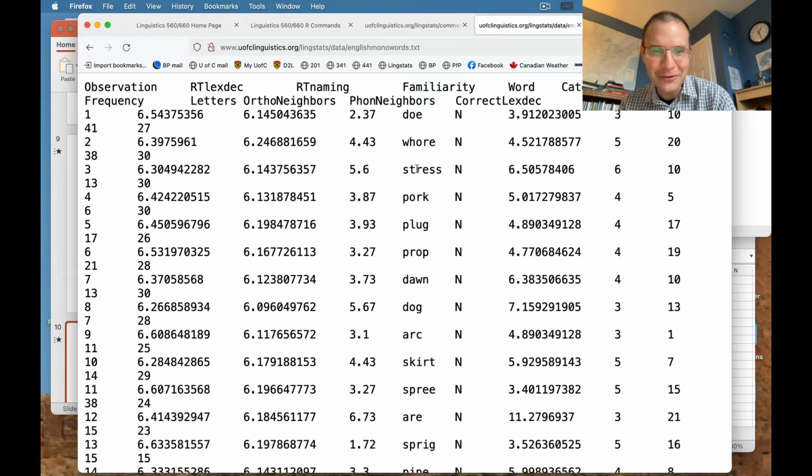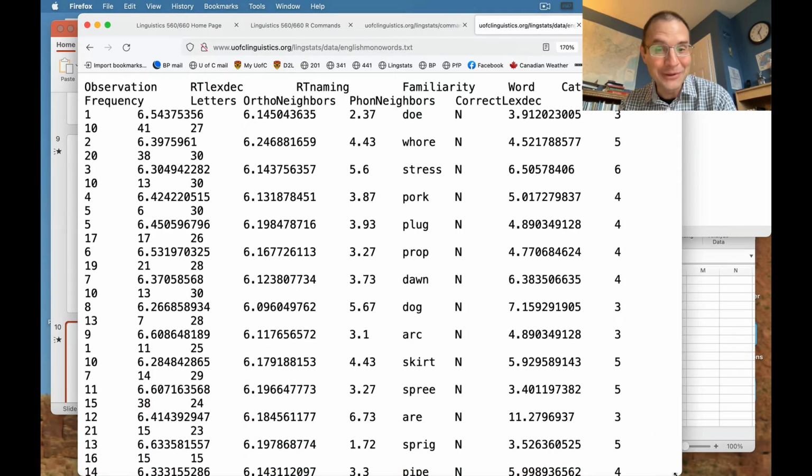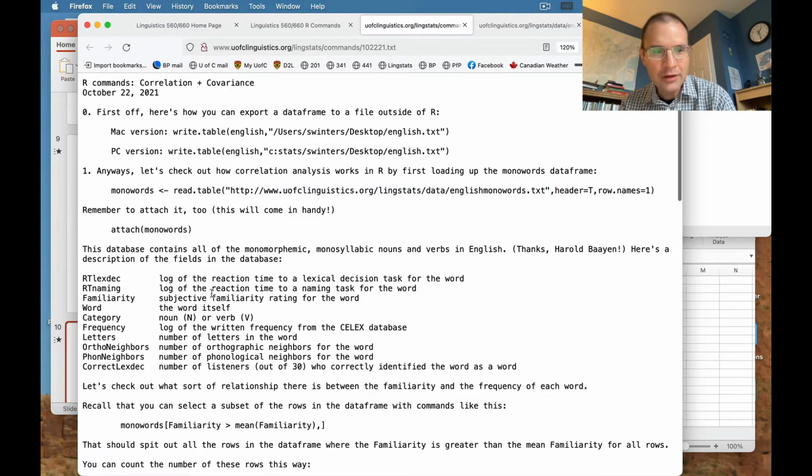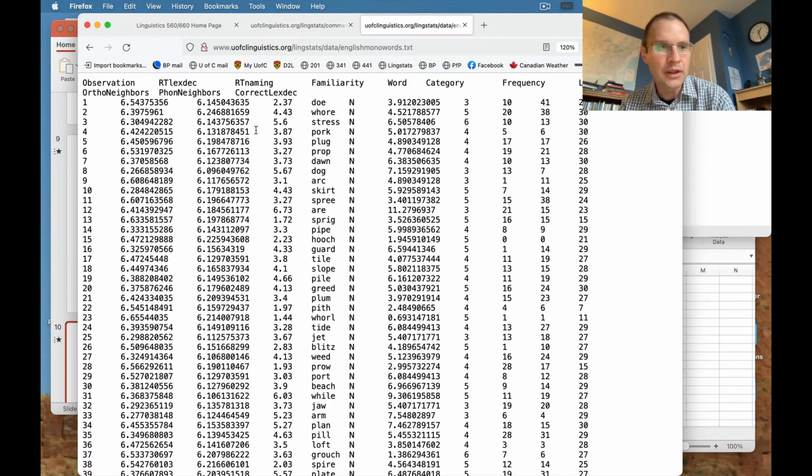So we're starting out with doe, horse, dress, pork, plug, prop, dawn, dog. I don't know why they're in this order, but they are. And you can see, yeah, they're all one syllable and they don't have any additional morphemes in them either. What these different columns or fields mean for each data line is there is, first of all, RT lex decision. That's the log of the reaction time to a lexical decision task for the word. And right next to it is the log of the reaction time to a naming task for the word. That's RT naming. So I'm kind of starting out with complicated stuff here.